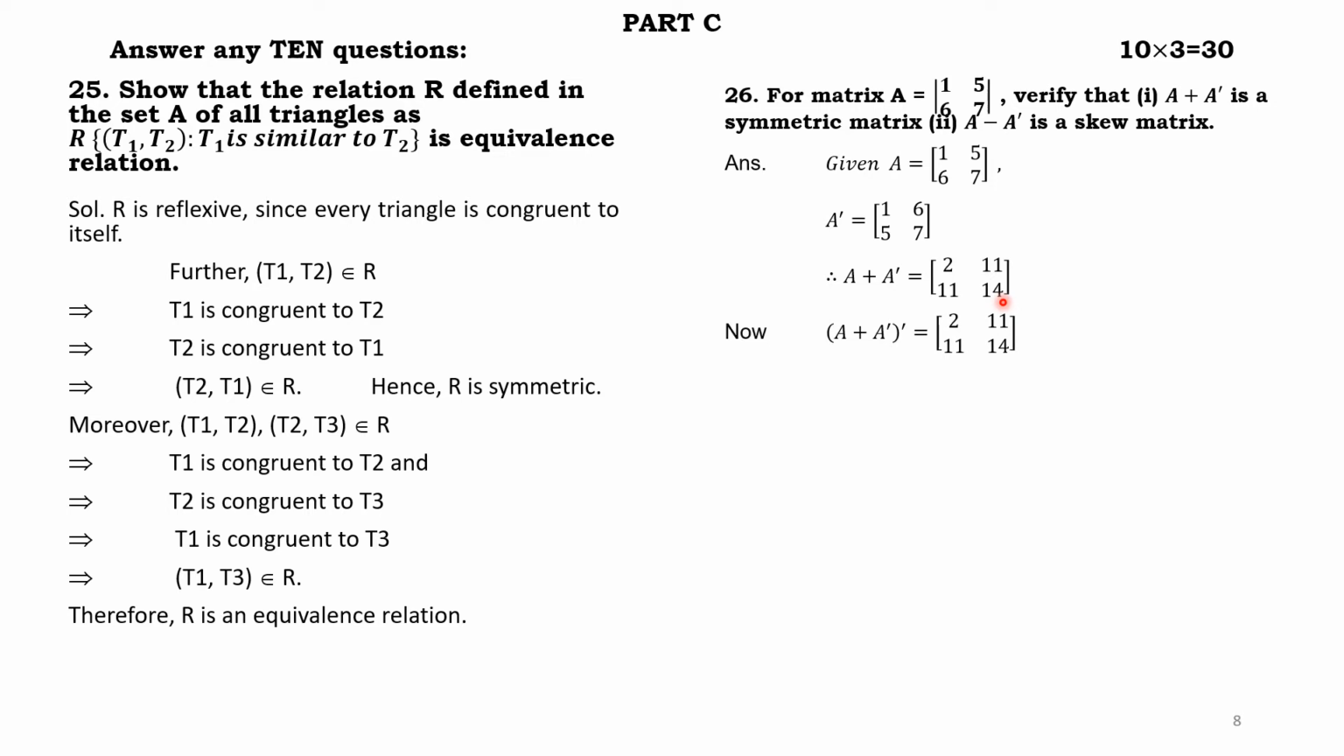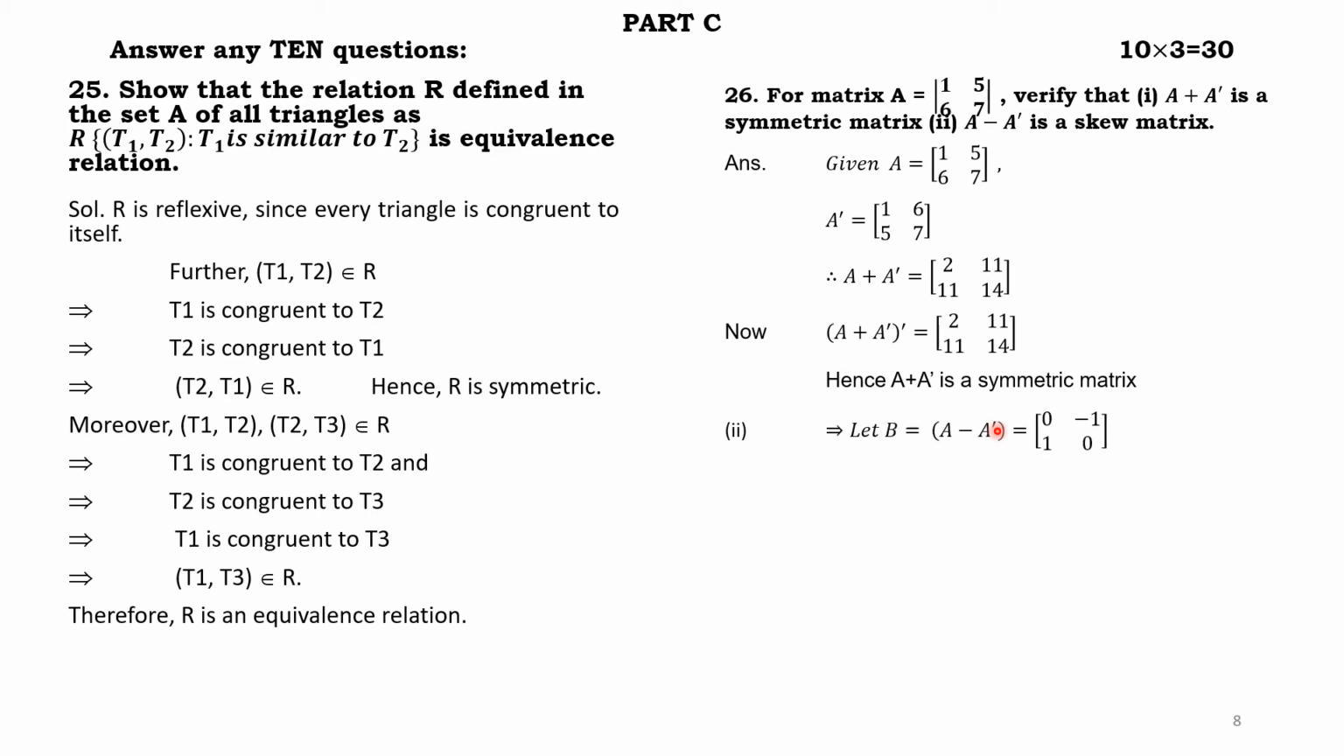Hence, now (A plus A dash) dash equals, now we will transpose this. We will find the transpose of A plus A dash. So, 2, 11, that is first row becomes first column, 2, 11 and 11, 14. So, (A plus A dash) dash is that. Hence, A plus A dash is a symmetric matrix.